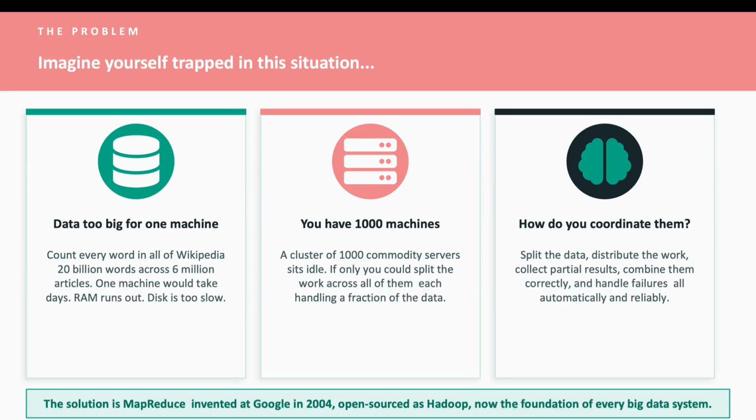Imagine yourself trapped in this situation. You need to count every word in all of Wikipedia, 20 billion words, 6 million articles, every word counted, every occurrence tracked. On a single machine, this would take days. Your RAM would run out. Your disk would be the bottleneck.